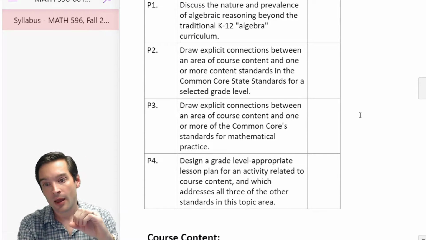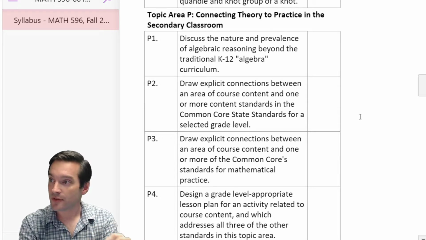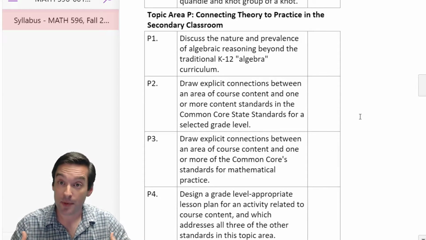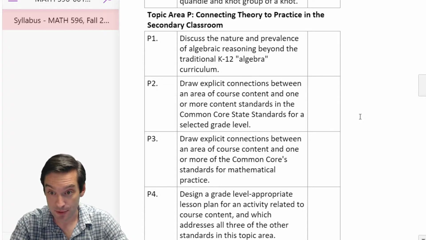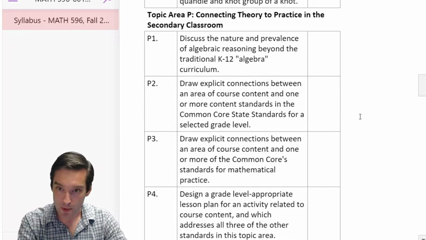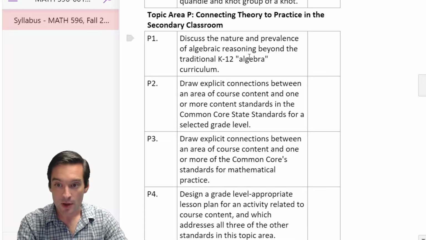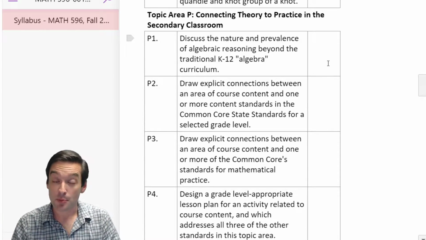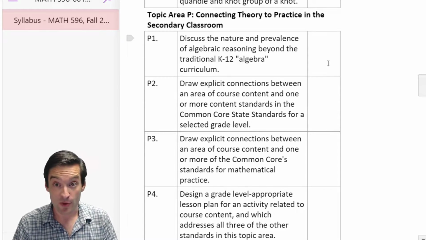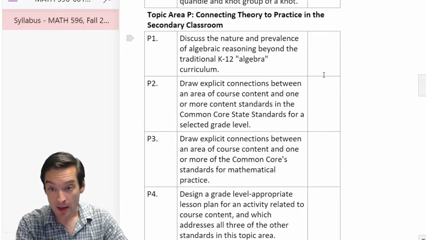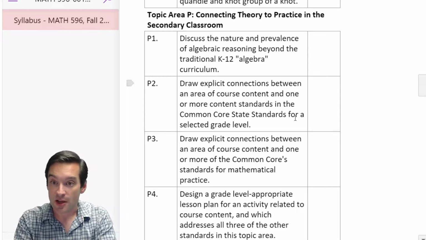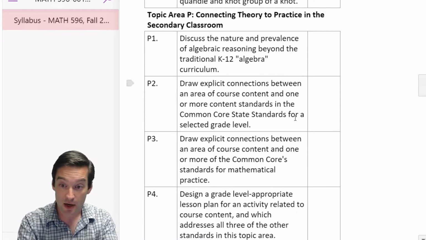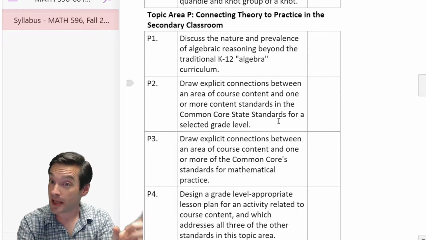And then the last set of outcomes that I have are related to the practical theory-to-practice connections that I'm hoping we'll be able to make together to your practice in the classroom. So in the project that you'll be working on, I'm going to be asking you to discuss, again, the nature and the prevalence of algebraic reasoning that happens beyond the traditional K-12 curriculum. I'll ask you to draw explicit connections between the knots and algebra material that we're talking about and the content areas of the Common Core state standards for a selected grade level.